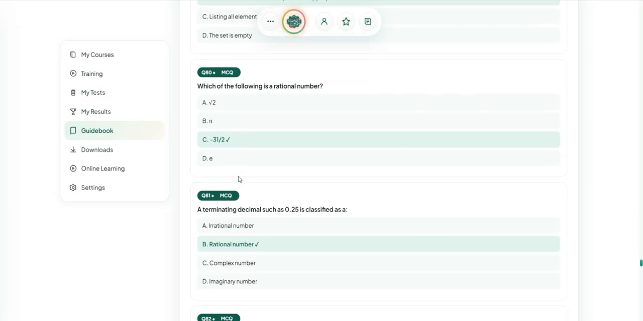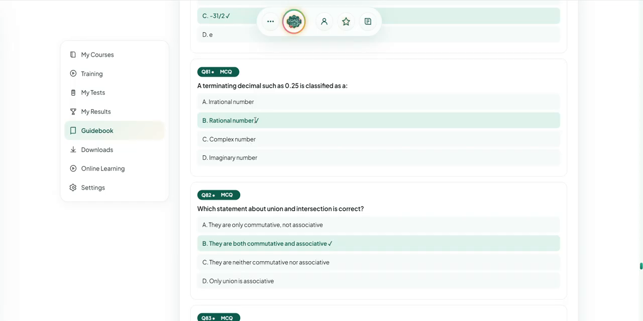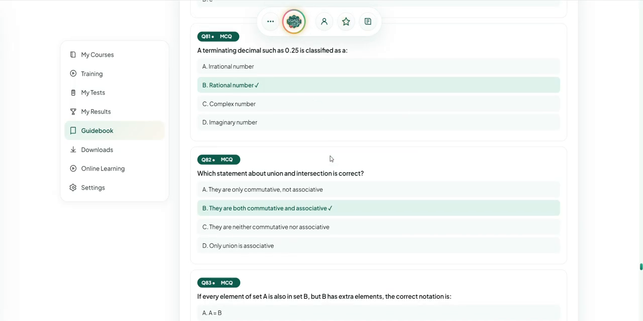Which of the following is a rational number? -3 1/2. A terminating decimal such as 0.25 is classified as a rational number.